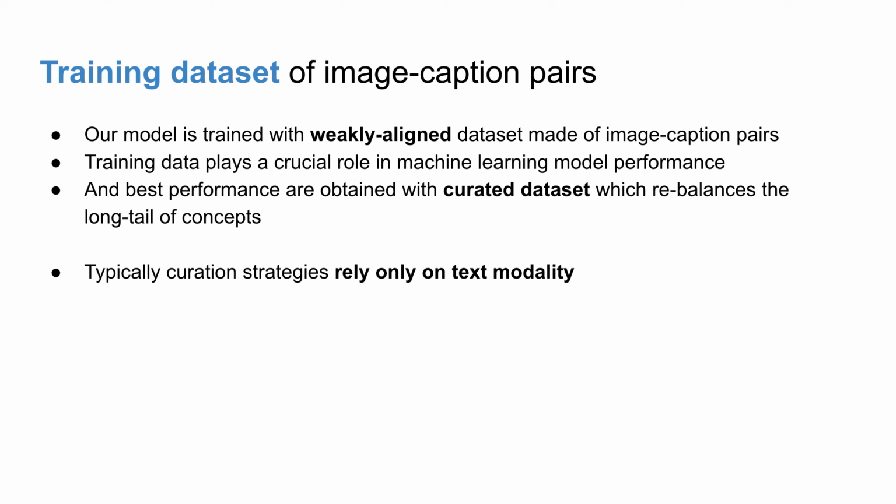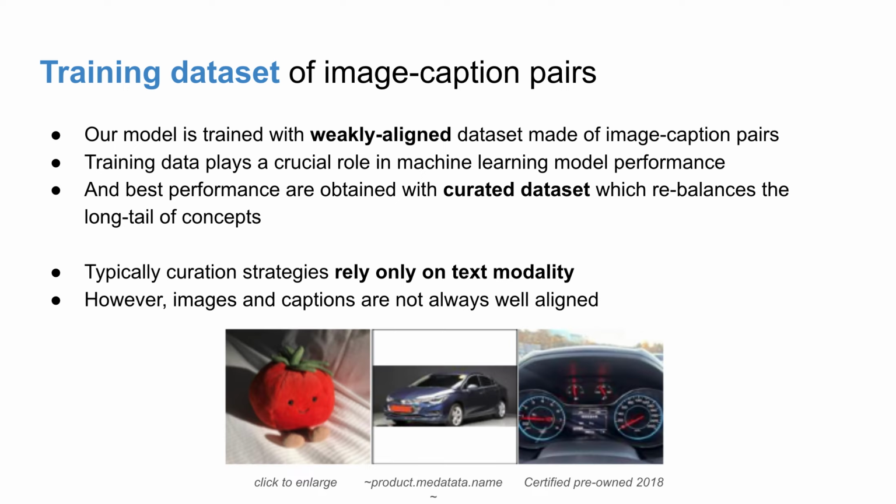Now for training, we use a large dataset composed of weakly aligned image caption pairs. In order to mitigate the long-tail distribution of the dataset, it is possible to apply a curation strategy which balances concepts. Typically, such curation has been performed on the text modality. However, image and captions are not always well aligned, and therefore the text-based rebalancing might lead to unbalanced visual concepts.